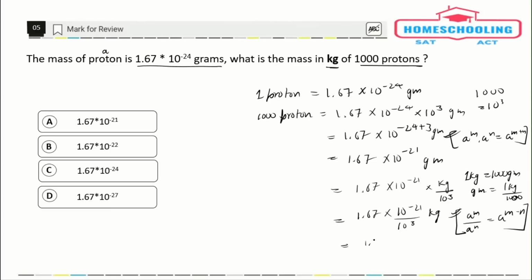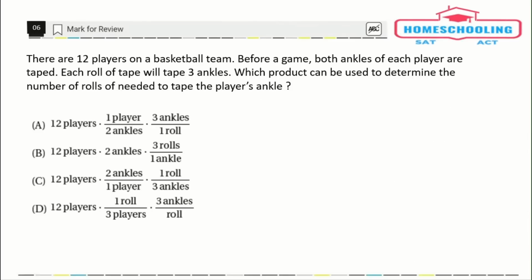So what we're going to write here is 1.67 into 10 to the power minus 21, and n will be minus, so minus 3. So this is going to be 1.67 into 10 to the power 21 minus 3, that is minus 24. So let's see what is going to be our answer: 1.67 into 10 to the power minus 24. So option C is your correct answer. Now let's move on to the next question.